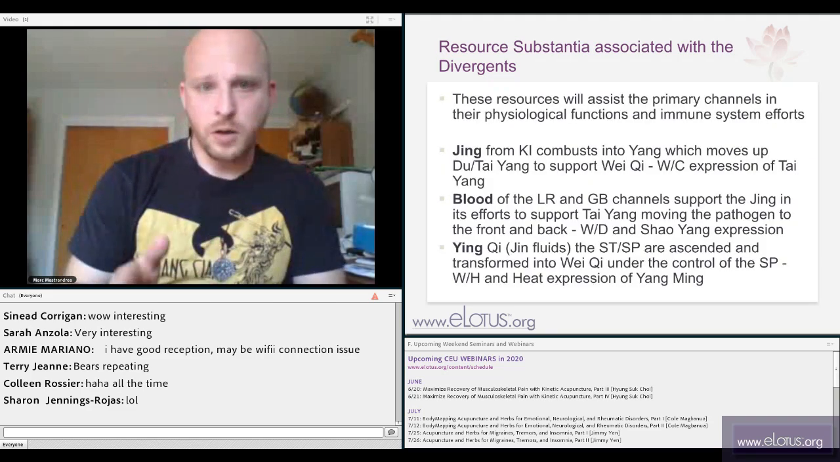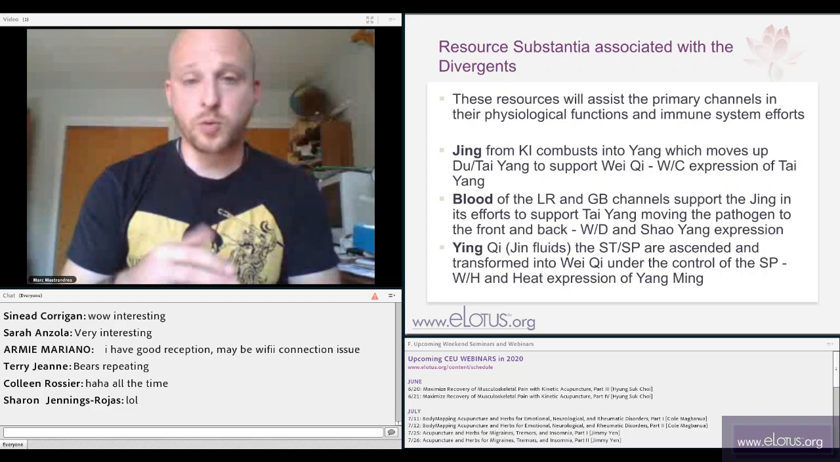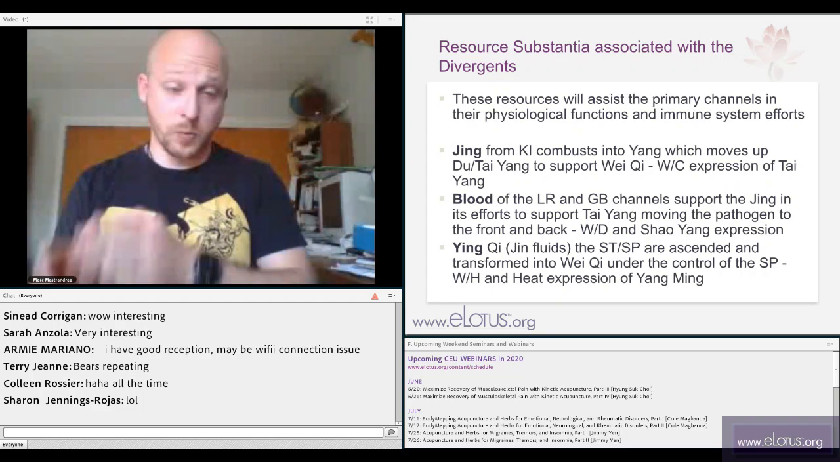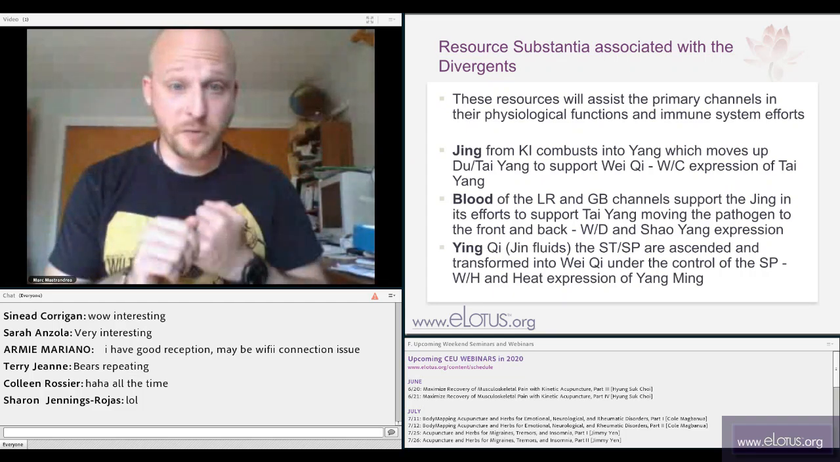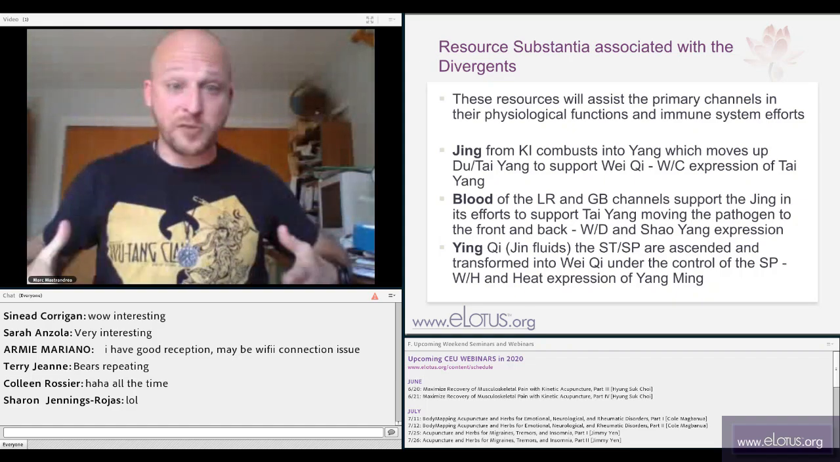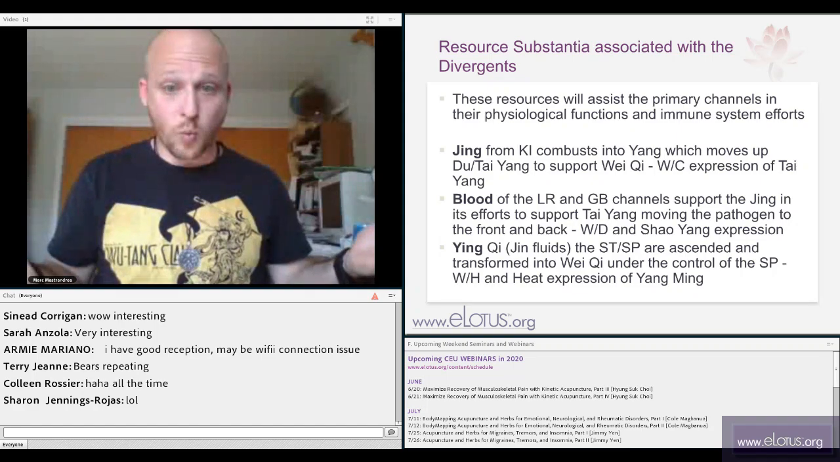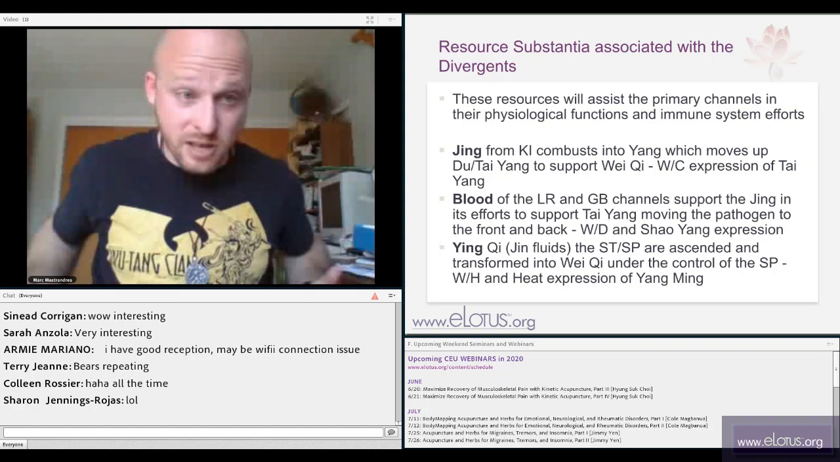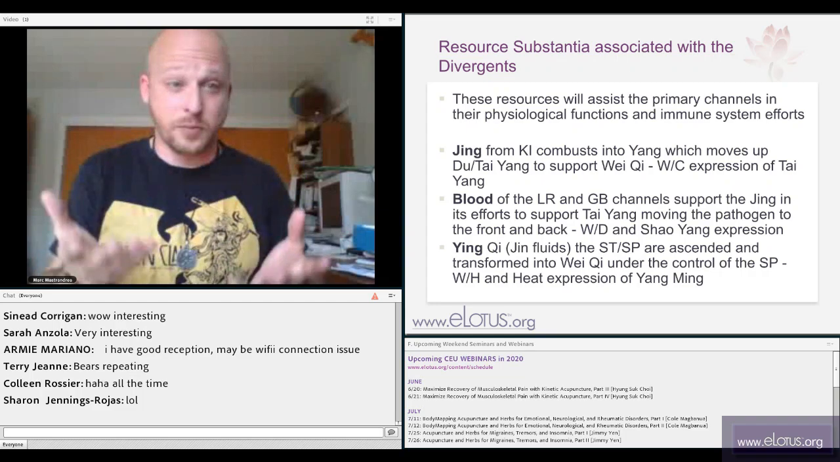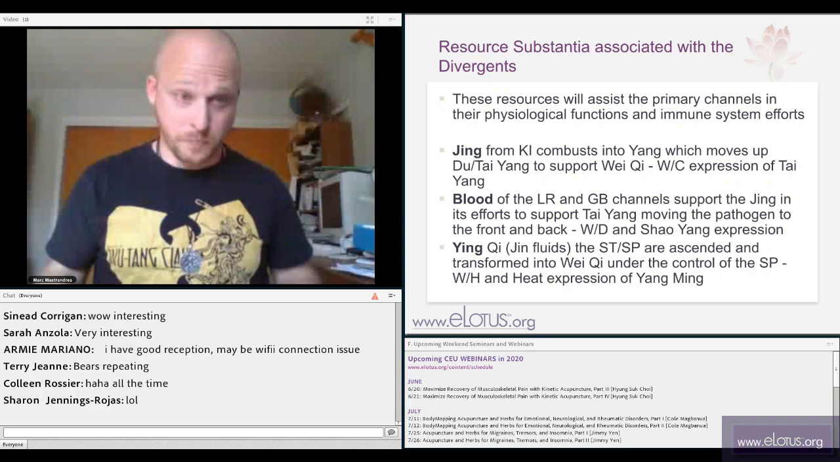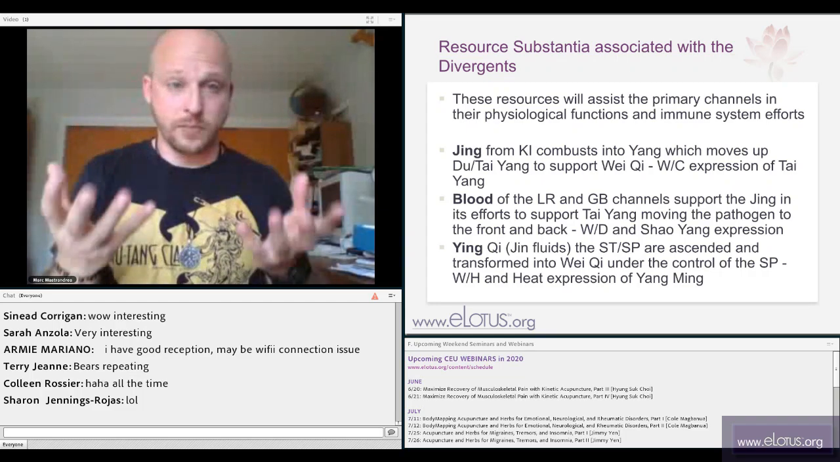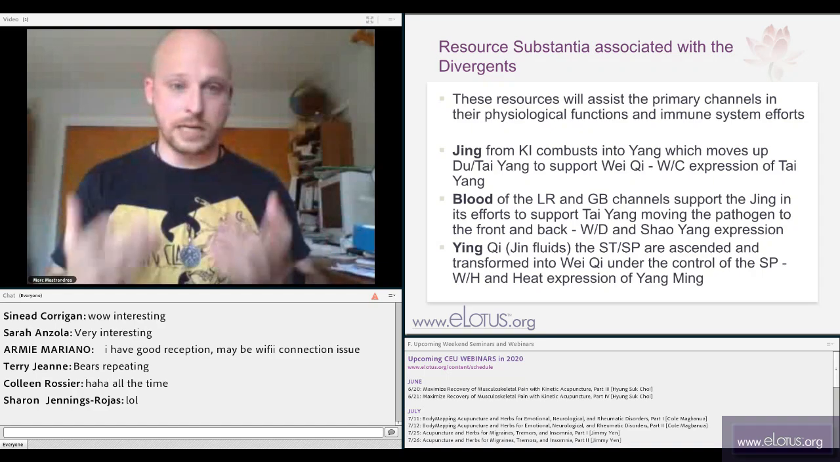All right, so what we have here is that the resources will all assist the primary channels of their respective physiology. So jing from the kidneys combusts into yang and moves up the du and taiyang to support wei qi. What is this? It's a wind-cold expression of taiyang. So that jing supports taiyang externally as a primary channel. So that's the supporting of that substance, that substantia, right, to taiyang.